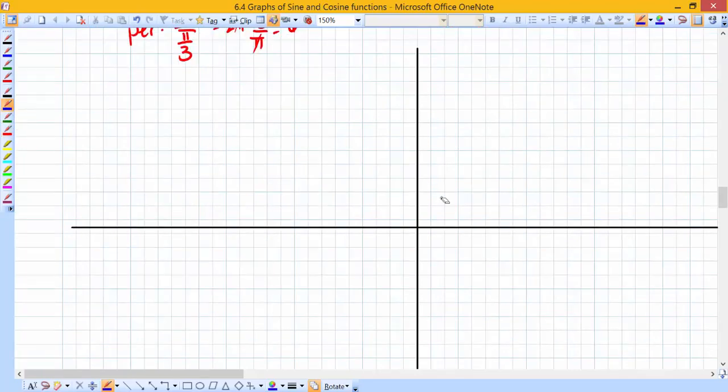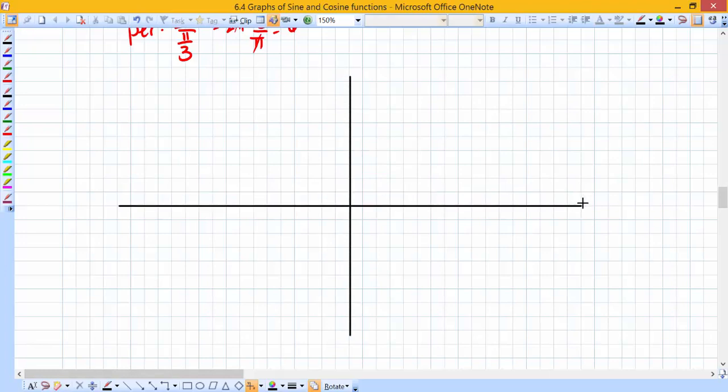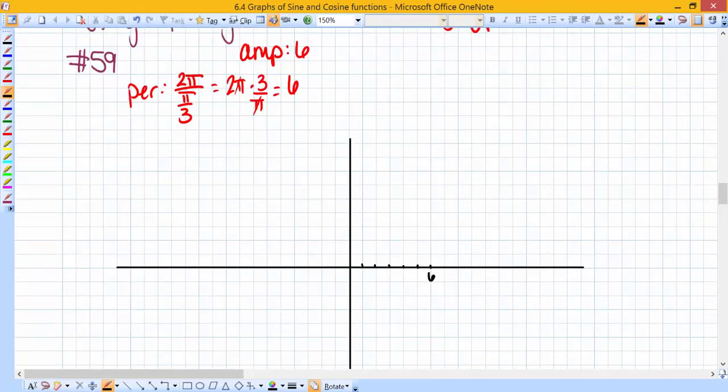Let me just remake that. So 1, 2, 3, 4, 5, 6. It's that easy. When you don't have pi, just use the normal coordinate plane that we're used to. It's still radians. It's still 6 radians. The pi just happened to cancel. 1, 2, 3, 4, 5, 6. Negative 6.